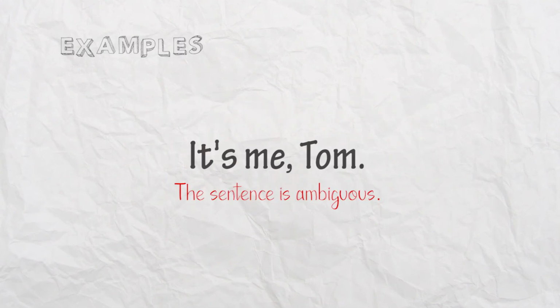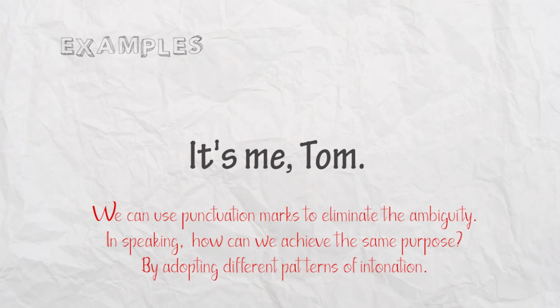Let me give you an example. In English, if I write, "It's me, Tom," it can be an ambiguous sentence. Obviously, we can use punctuation marks to resolve the ambiguity. In speaking, we don't have punctuation marks. How do we achieve the same purpose?